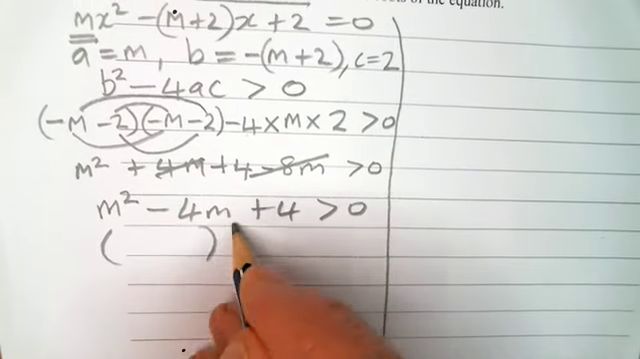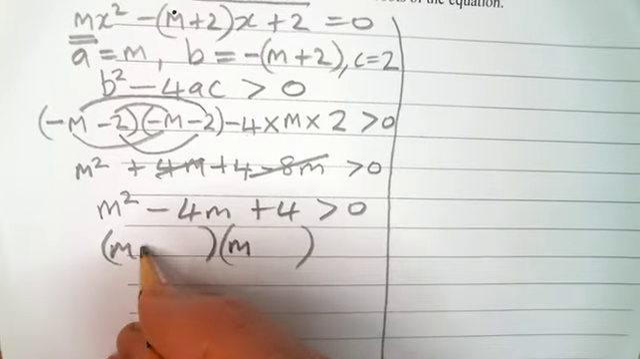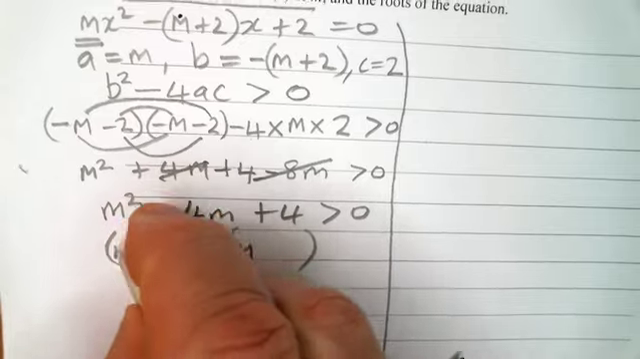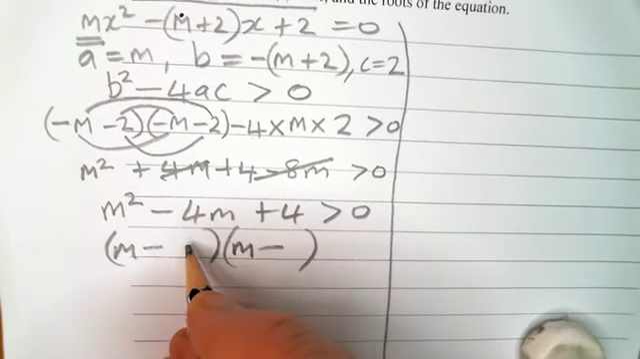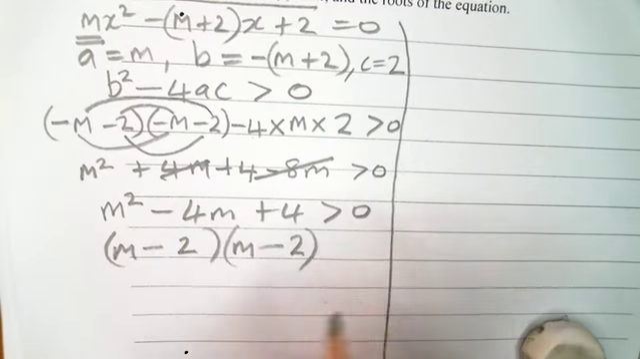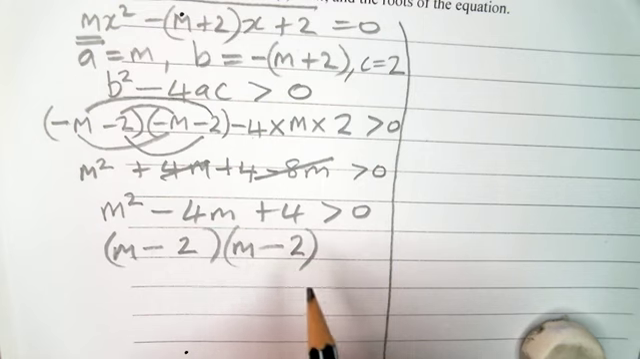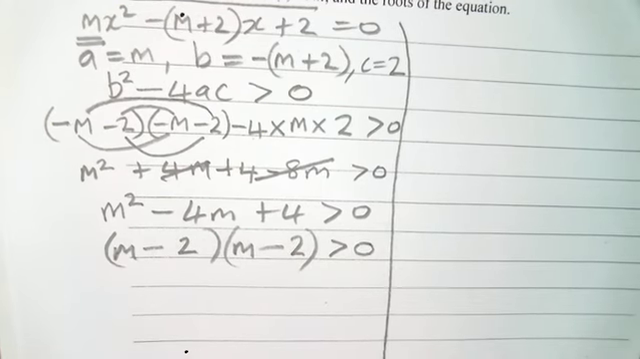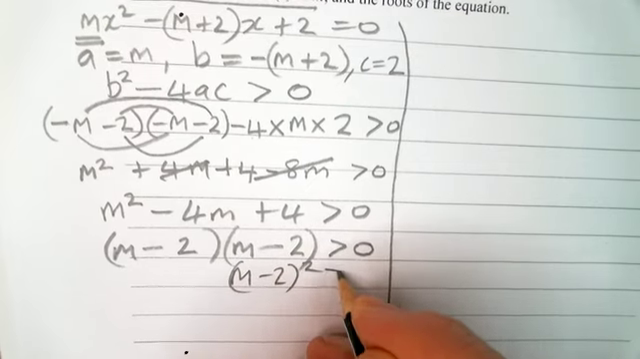So really we've got, and I can see here we've got an m and an m. Signs are going to be the same, but they're both negative in this case. Signs are the same, both negative, and I've got a 2 and a 2. Absolutely fantastic. So straight away we've got, and that's all going to be greater than 0. So in a way you could write just m minus 2 all squared is greater than 0.